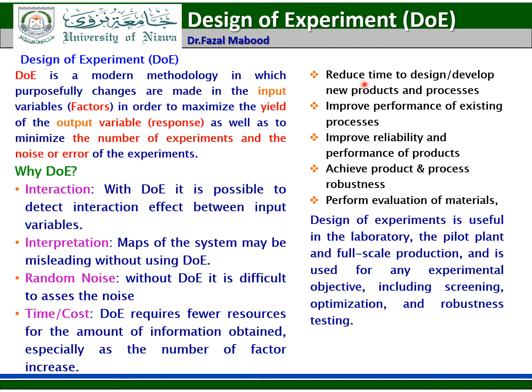So DOE reduces time to design and develop new products and processes, improve performance of existing processes, improve reliability and performance of products, achieve product and process robustness, and perform evaluation of materials. Design of experiment is useful in the laboratory, the pilot plant, and full-scale production, and is used for many experimental objectives, including screening, optimization, and robustness testing.